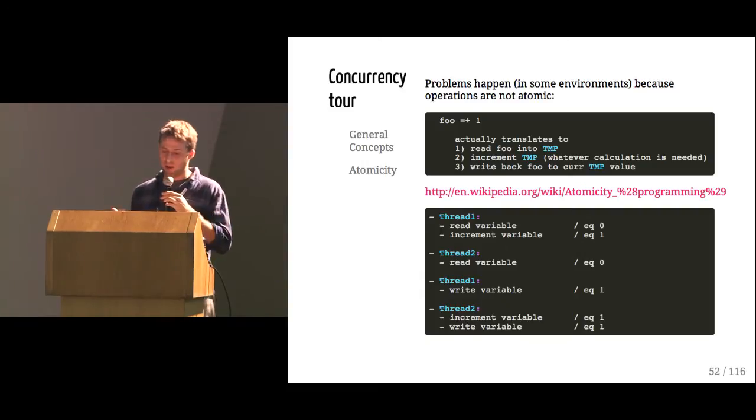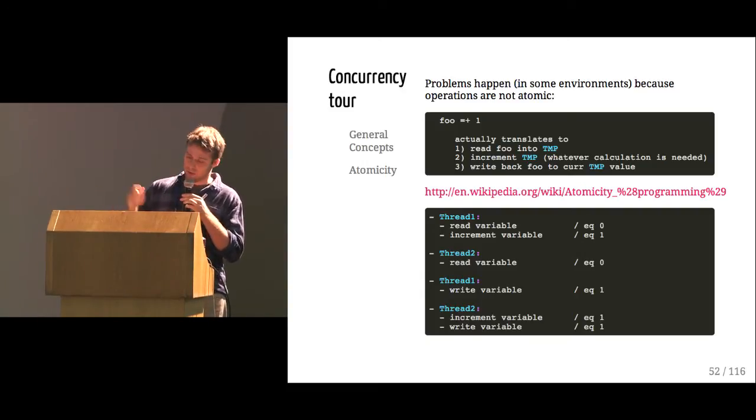And the reason it can create havoc is because if you look at that example right there, you'll see the first thread is trying to increment a variable. In this case, we want two threads to increment a variable. The first thread is going to read the variable from RAM.